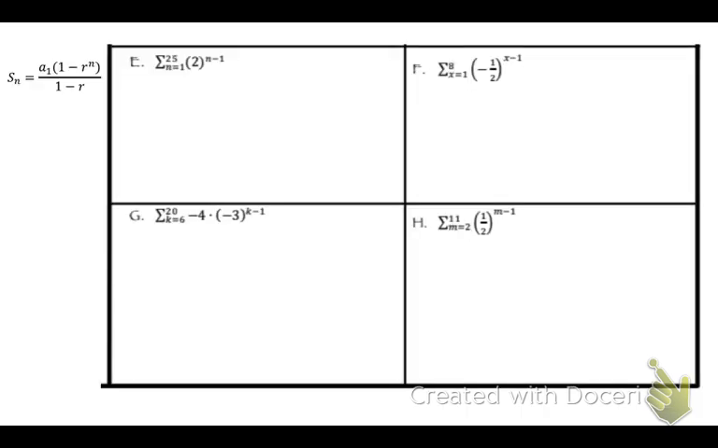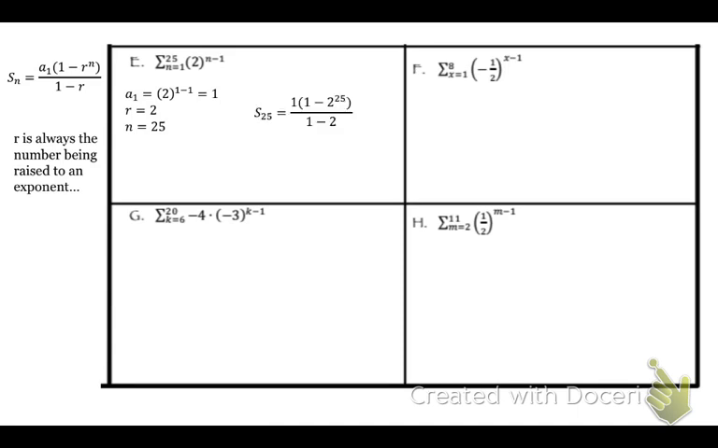Let's do these ones. On these ones, it's given us the sigma. So r is always the number being raised to an exponent. In that first one, r is 2, and we have to find a sub 1. For a sub 1, you plug in the bottom number. So 2 to the 1 minus 1 power is 1.